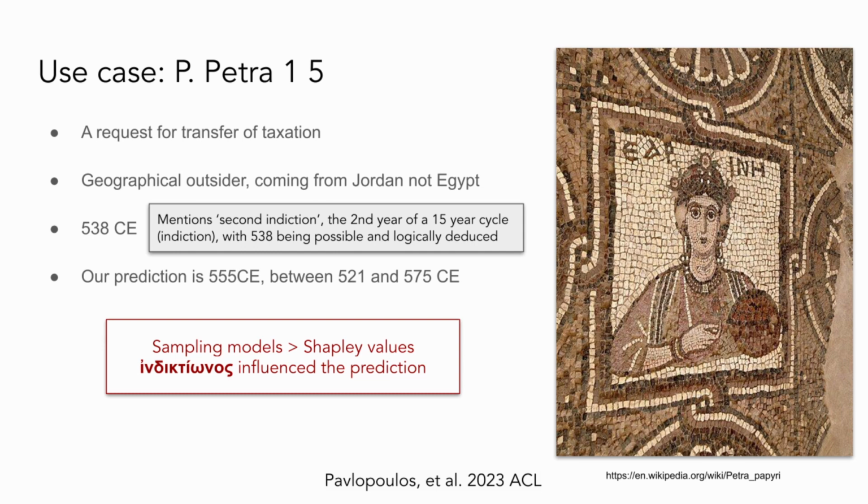So we applied this committee to use cases that present different types of dating challenges. For this request for transfer of taxation, to give an example, which does not come from Egypt, it comes from Petra in Jordan, many of the words found in the text are infrequent in Egyptian manuscripts. And on Egyptian manuscripts, the models were trained.